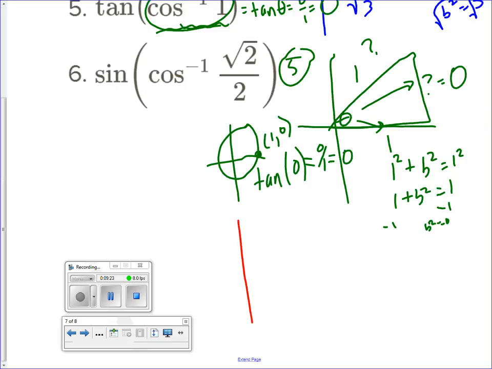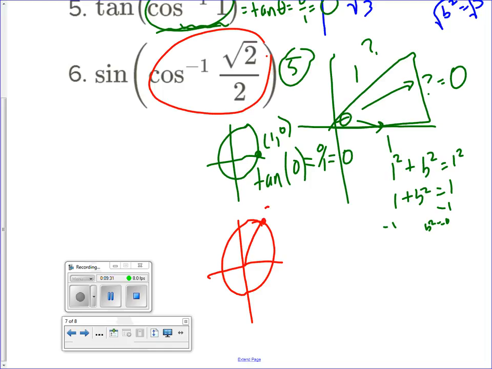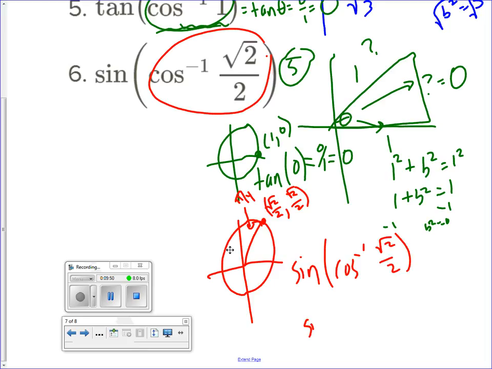Let's do this one on the unit circle first. So starting from the inside, what angle in the unit circle has a cosine value of radical 2 over 2? I know that right there, this is pi over 4. That has a cosine. So let me write the whole thing. The sine of the inverse cosine of radical 2 over 2. Working from the inside out, this angle is pi over 4. And the sine of pi over 4, again from the unit circle, is radical 2 over 2. That's one way to answer number 6.